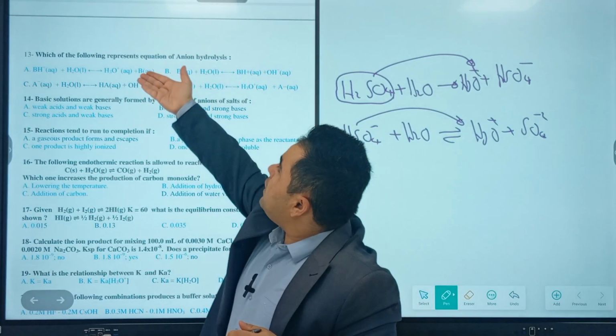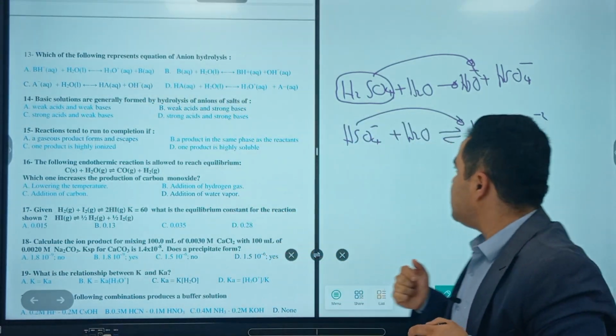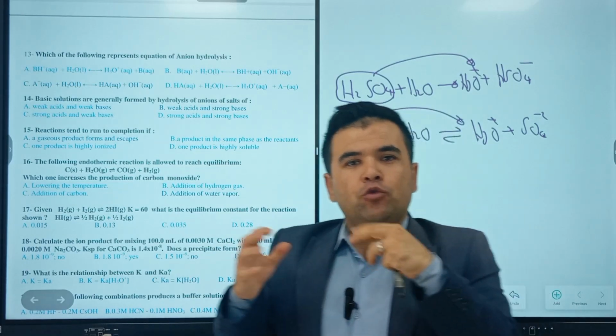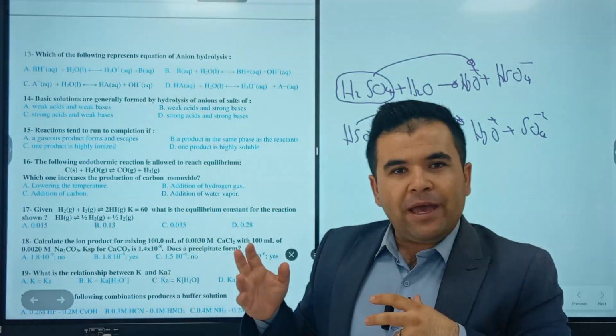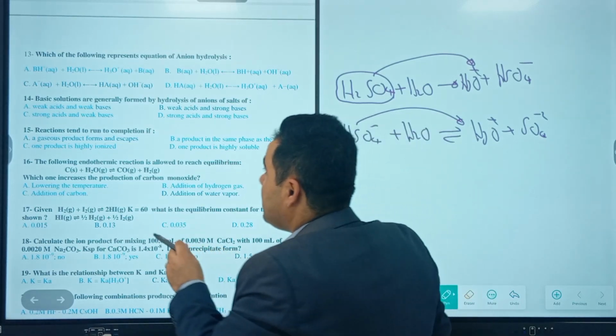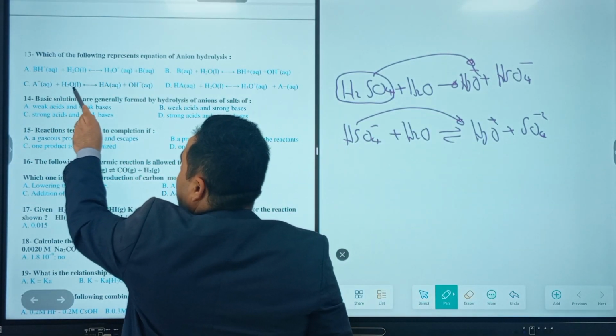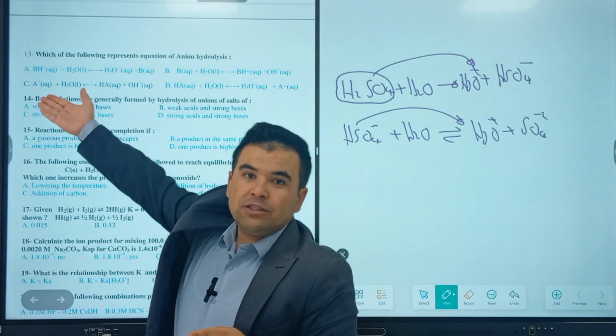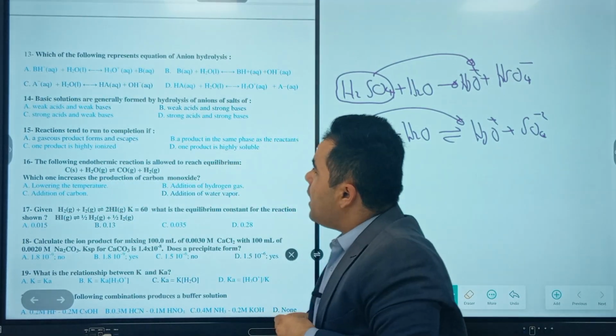Which of the following represents the equation of anion hydrolysis, guys? In anion hydrolysis, an anion reacts with water to produce a weak acid and hydroxide. A negative with H2O produces HA and hydroxide. C is the correct answer.